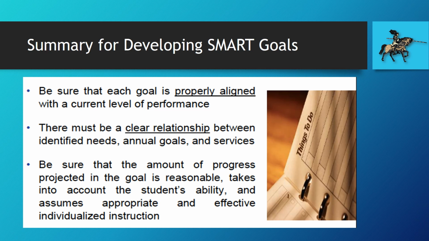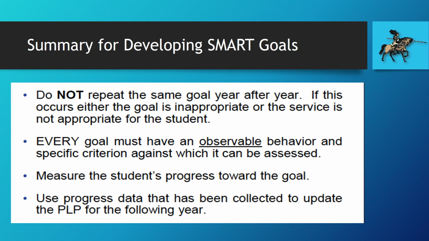So in summary, be sure that each goal is properly aligned with the present level of performance in the IEP. There must be a clear relationship between identified needs, annual goals, and services. Be sure the amount of progress projected in the goal is reasonable. Take into account the student's ability and assume appropriate and effective individualized instruction. Remember, do not repeat the same goal year after year.